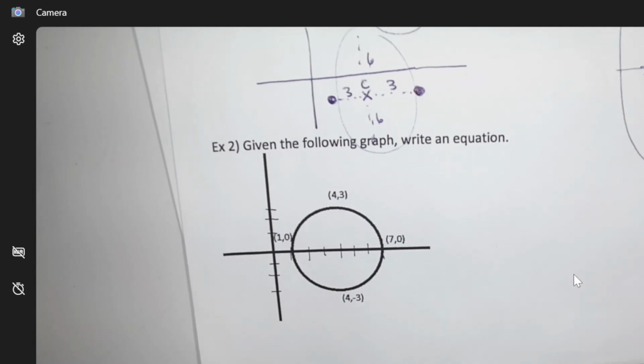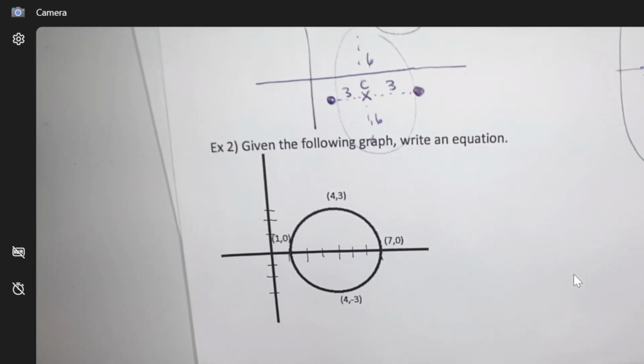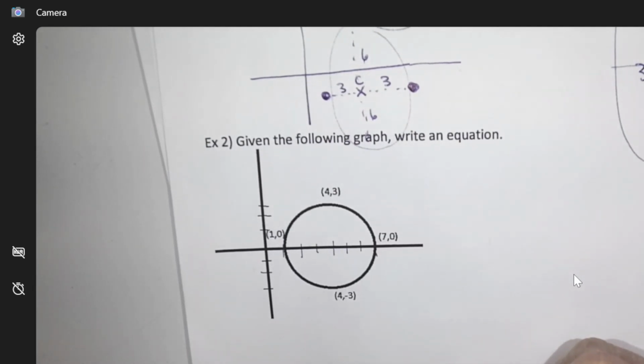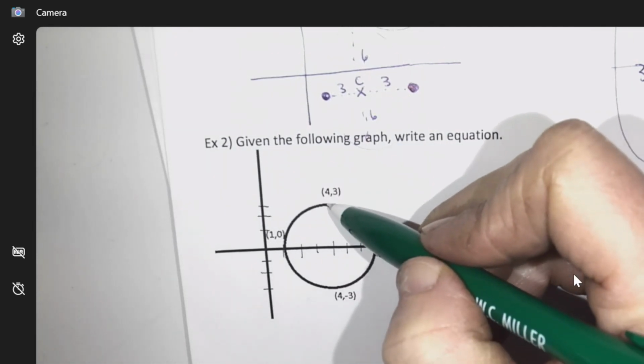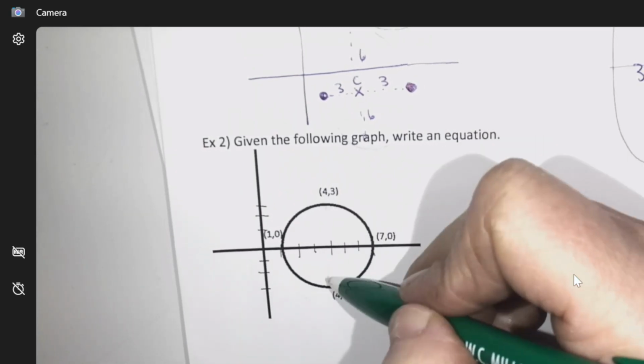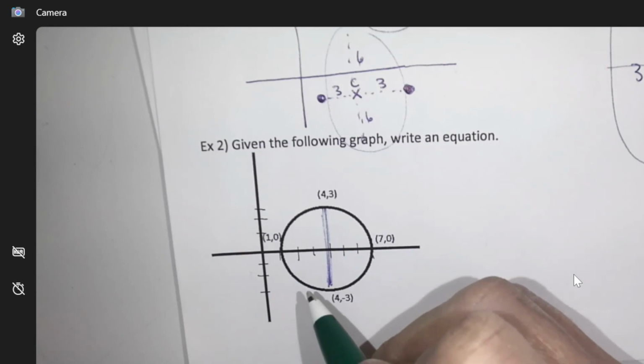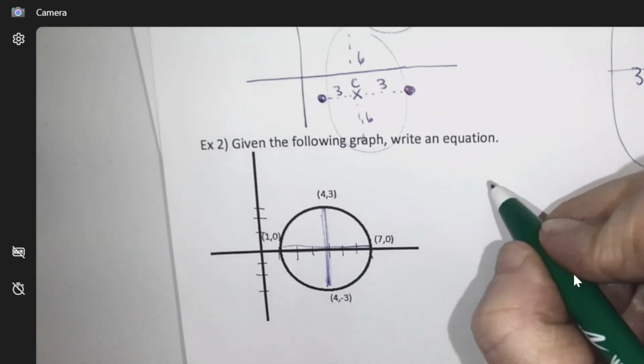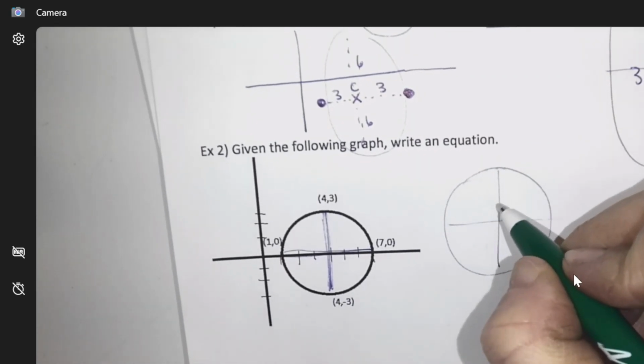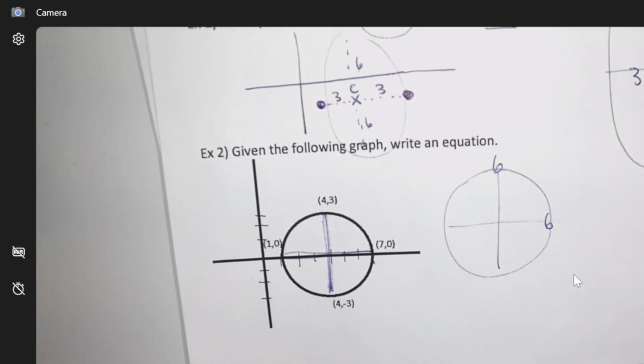Okay, if I gave you a graph, can you make an equation? So first of all, do you understand what shape this is? Is it a circle? Because this is, that's 6 apart. And those are 6 apart, yeah. Okay, so they're both 6 apart, so it is a circle.